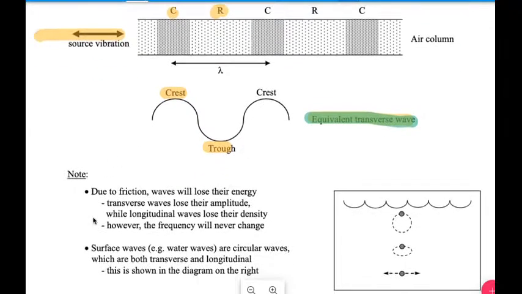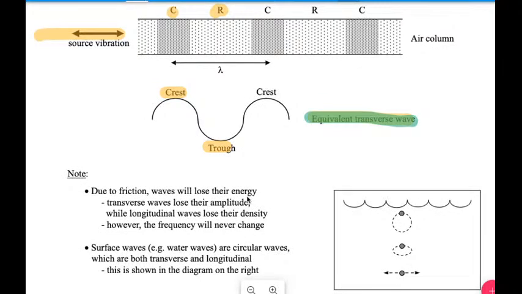All right, some important notes. Due to friction, waves will over time lose their energy, which is represented by our amplitude. So they'll get smaller and smaller crests and troughs with less amplitude over time. So transverse waves lose amplitude and longitudinal waves lose density. So that's why when you hear a sound from a kilometer away versus a couple meters away, it's going to be a lot quieter. It has a lot less energy and density to those air molecules.